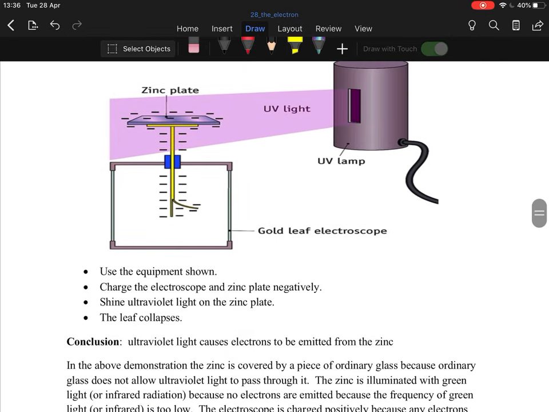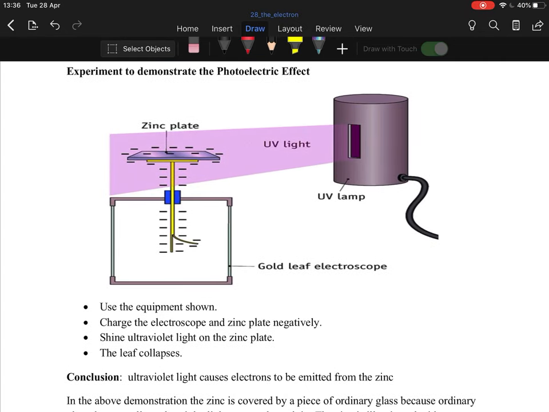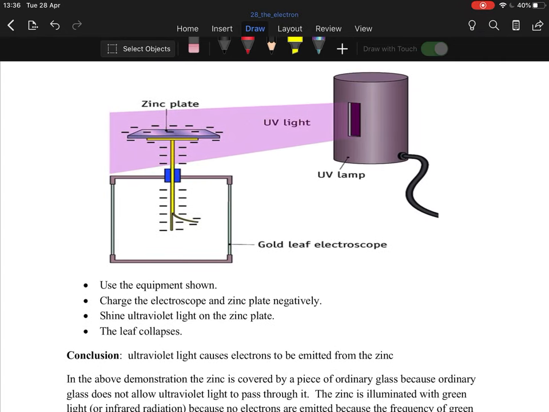So not just any UV light. It has to be a specific frequency. Okay? This demonstration here, let me see. Yeah. So know this, they could ask, how would you demonstrate?